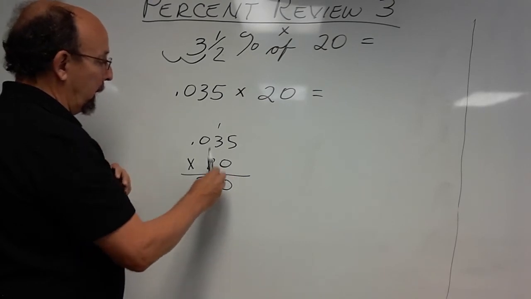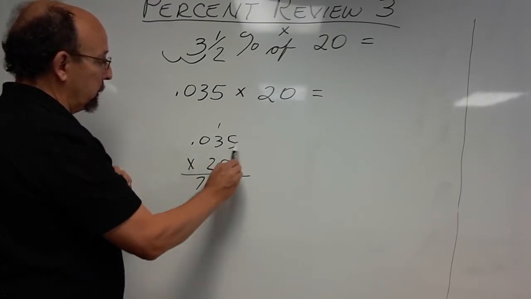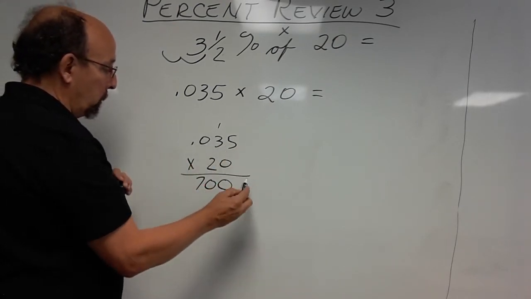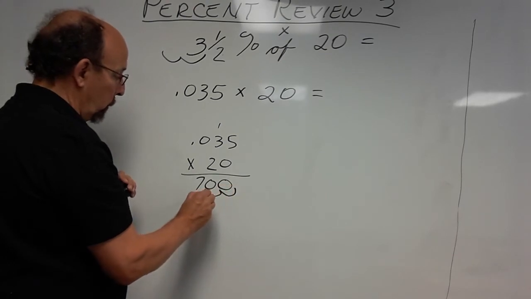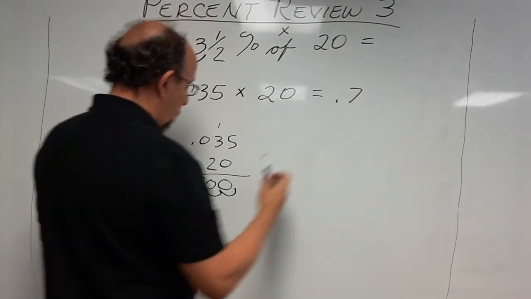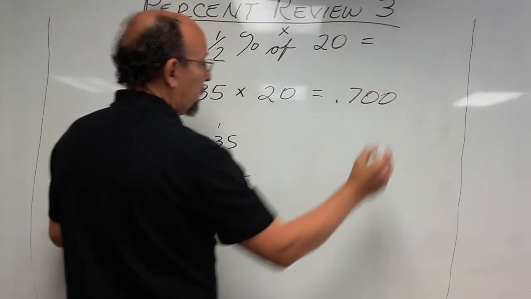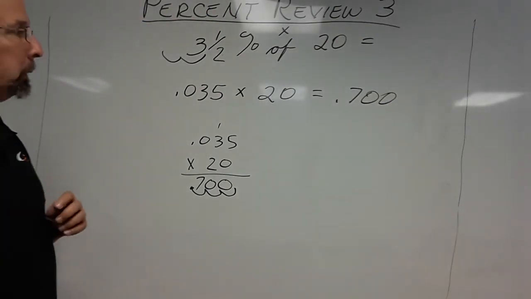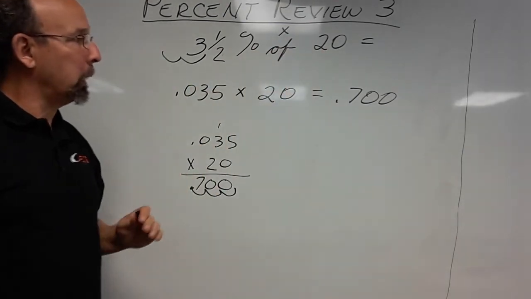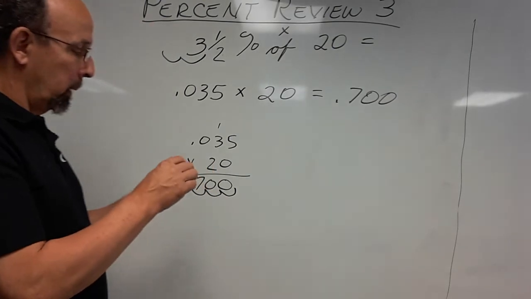Now what do I have to do? I've got to make sure I move the decimal. There's 3 decimal places in this problem. None here, but there's 3 here. So I have to move 3 places. 1, 2, 3. 0.7, or if you want to keep the zeros in there, it's not wrong. All right? That is, 3.5% of 20 is 0.7. It's not even 1 whole. All right?